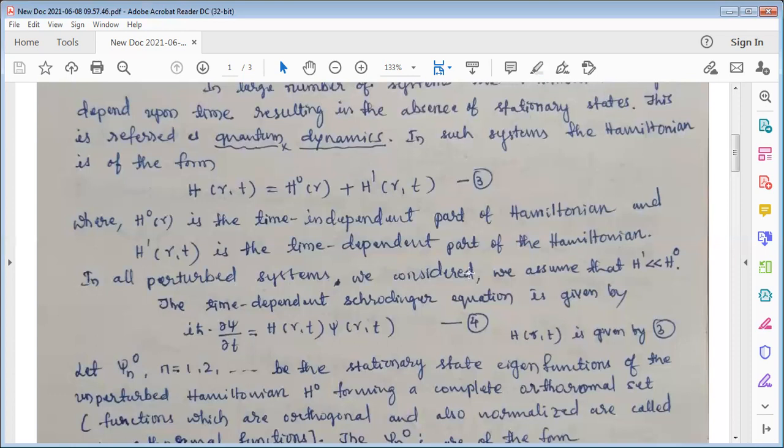However, we assume that h dash is very, very less than h naught. That means in this equation 3, even though this h dash is there, it is a very, very small part as compared to the time independent part of the Hamiltonian. So that is why we always assume that h dash is very, very smaller than h naught.